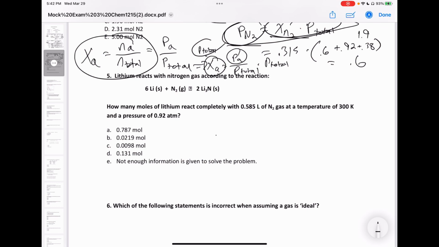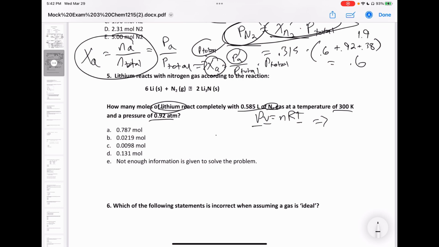And this is another problem where you should be able to know that it's telling you to use the ideal gas law whenever you have three variables from that equation and you're trying to find the other one. So we set up PV = nRT, and we're given volume, temperature, and pressure, and we're trying to find moles. That makes sense because we're given numbers about N2, but we want to find how many moles of lithium need to react with that much nitrogen gas.